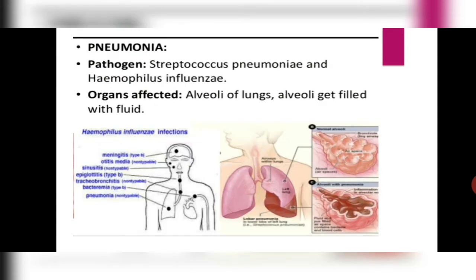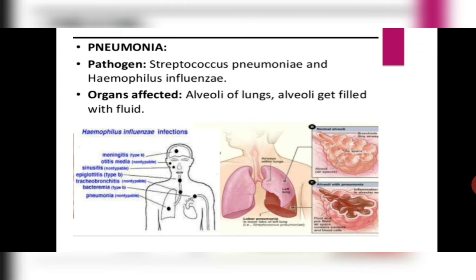The next disease that we have to discuss is pneumonia. Pneumonia is caused by two organisms, Streptococcus pneumoniae and Haemophilus influenzae. It affects the alveoli of the lungs and fills the alveoli with a type of fluid. This leads to a very difficult breathing process.